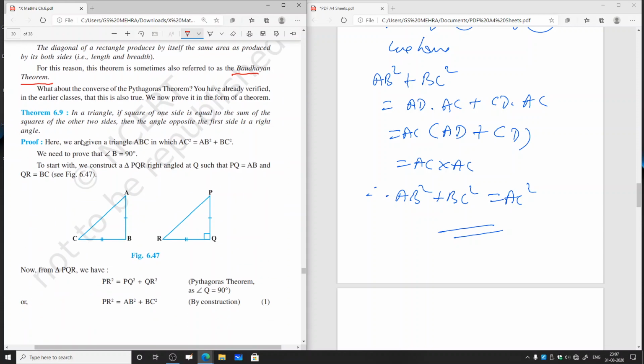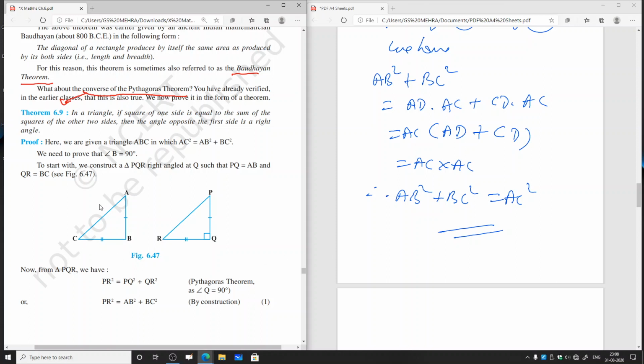Theorem 6.9 is known as the converse of Pythagoras theorem. It states that in a triangle, if the square of one side is equal to the sum of the squares of the other two sides, then the angle opposite to the first side is a right angle. That is, if in a triangle AC square equals AB square plus BC square, then the angle opposite to AC will be a right angle.